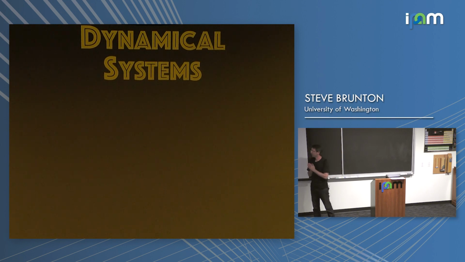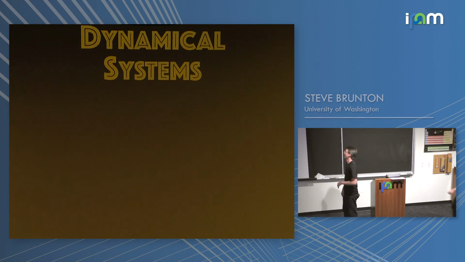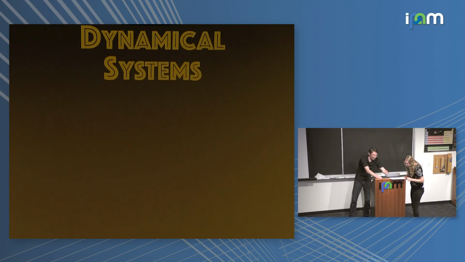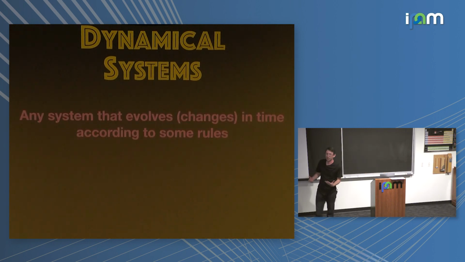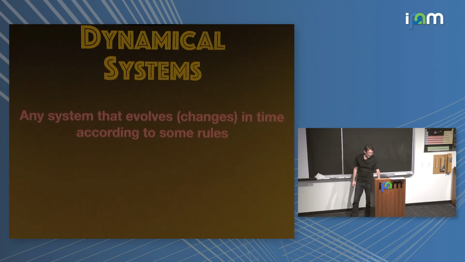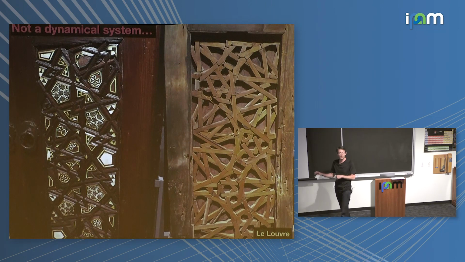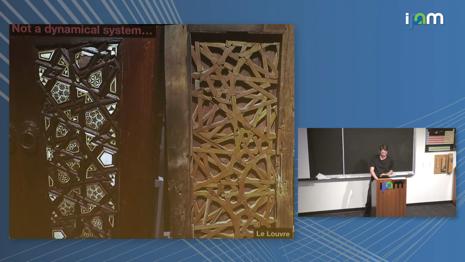Okay, so maybe it's the coffee, but I am very, very excited to tell you about more modern data-driven dynamical systems. So remember, what we have here is any system that evolves or changes in time according to some structure or some rules. I thought I would give you an example of something that's not a dynamical system. So this is one of my favorite wood panels from the Louvre. This is static. This is not a dynamical system. So that's an example. But almost everything else in the world is a dynamical system.